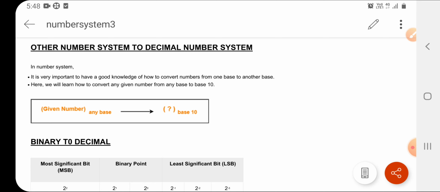What are the other number systems? Binary, octal, and hexadecimal. We have given an introduction to number systems. It is very important to have good knowledge of how to convert numbers from one base to another. Here we will learn how to convert a given number from any base to base 10. Base 10 is the decimal number system, so a number in any base should be converted to base 10.